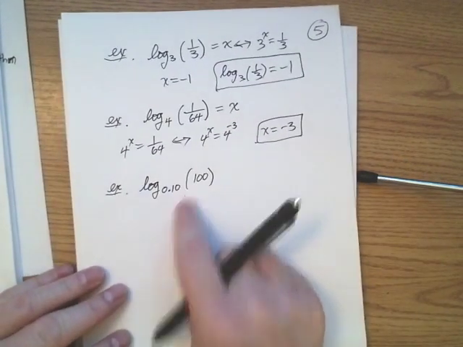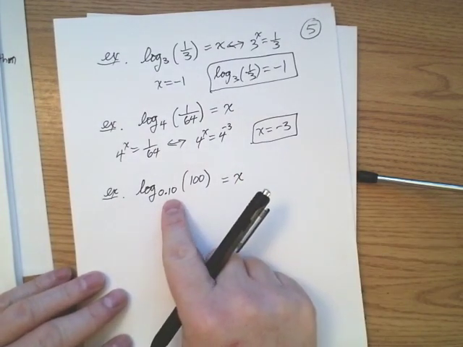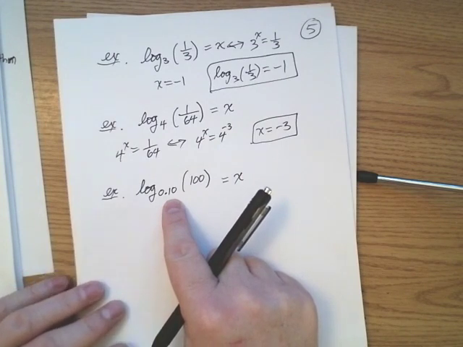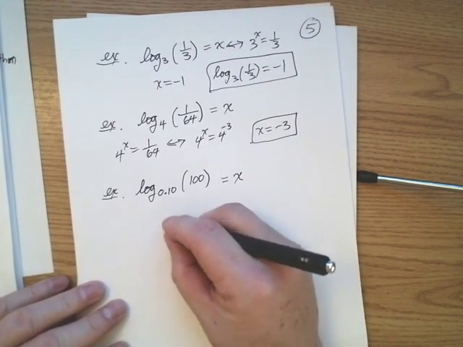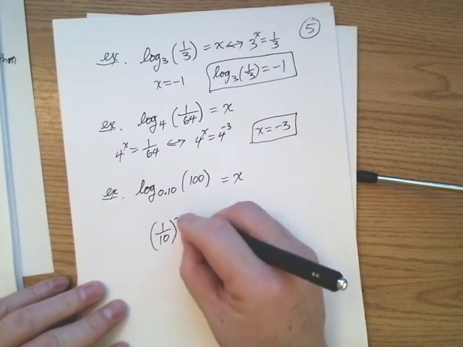How about this one? Here I use some decimals. Okay, here I've got my base as what? 0.1. What is that as a fraction? Maybe it's easier if we think of that as 1/10. Okay, so I've got 1/10 the base.